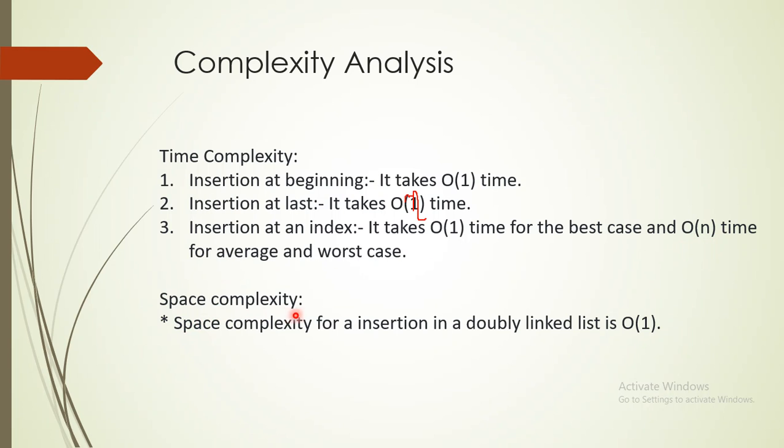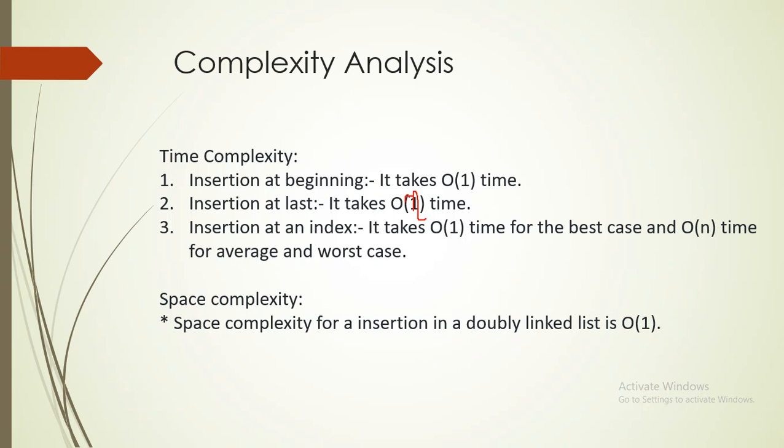If we talk about the space complexity, then for insertion in a doubly linked list, it is constant, that is order of 1, because we are just having a new node that is being created and it will be done with a constant space complexity.